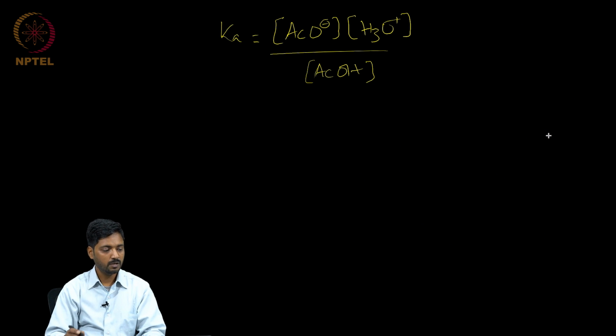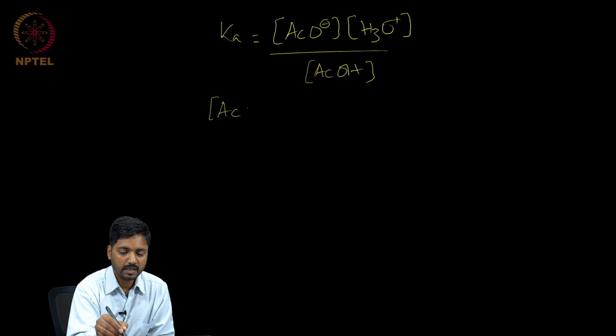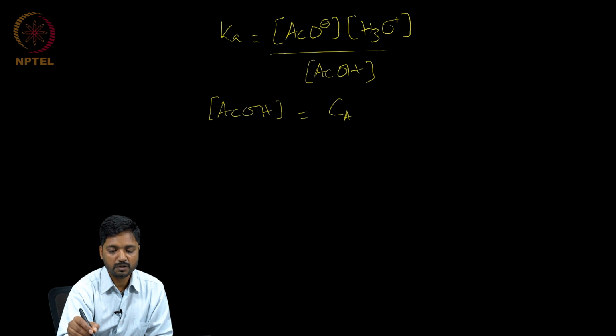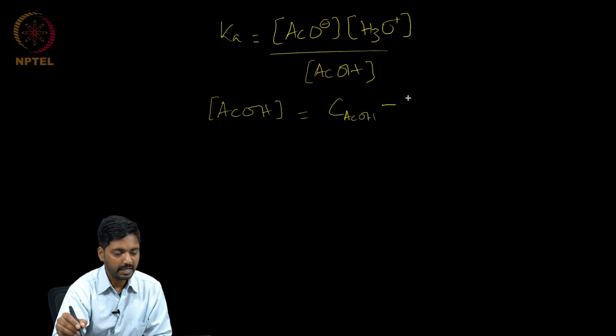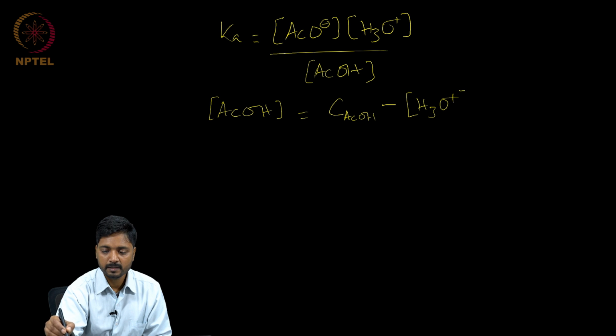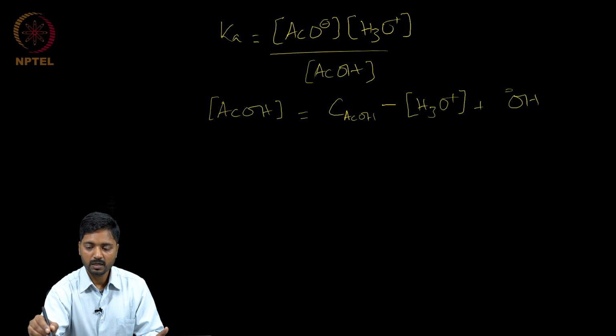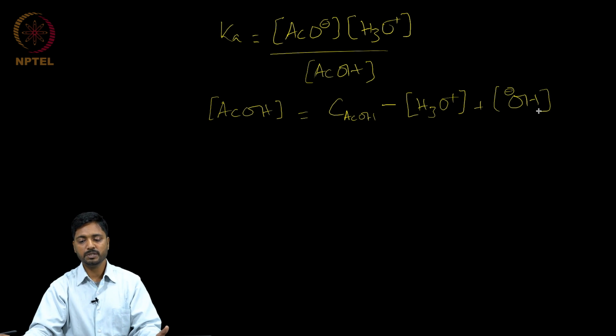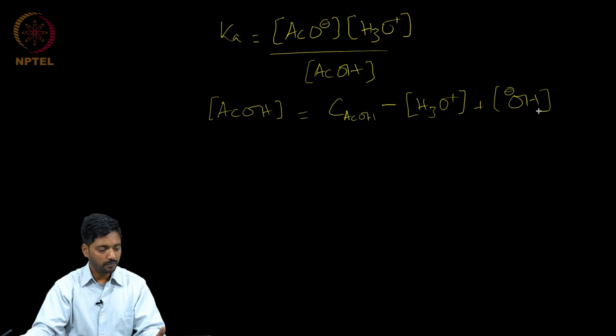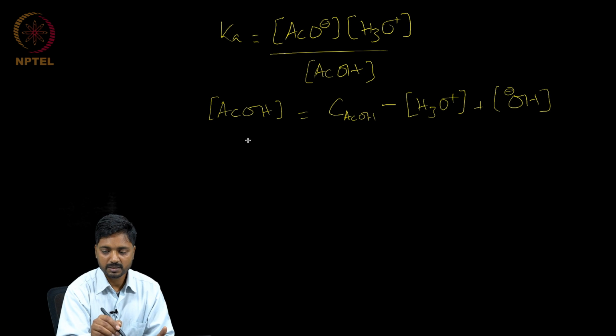So, based on this, what we can say is that the concentration of acetic acid at equilibrium will be the initial concentration of acetic acid minus the hydronium ion concentration, because the hydronium ion is coming from the dissociation of acetic acid, plus the hydroxyl ion concentration, because the hydroxyl ion is coming from the reformation of the acetic acid from the acetate anion in equilibrium 2.